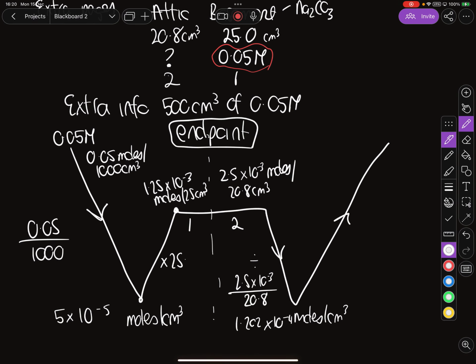We know we're going up. We know at each corner it's the big M value that we're going for. So we're going from moles per centimeter cubed to moles by 1,000. So we have to multiply by 1,000, and then we get 1.202 big M.